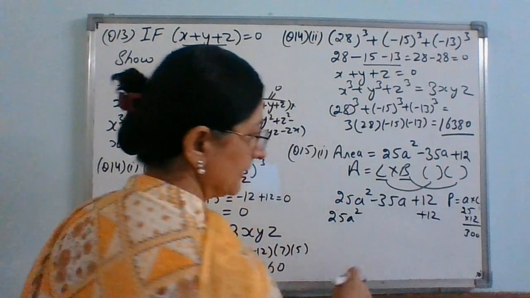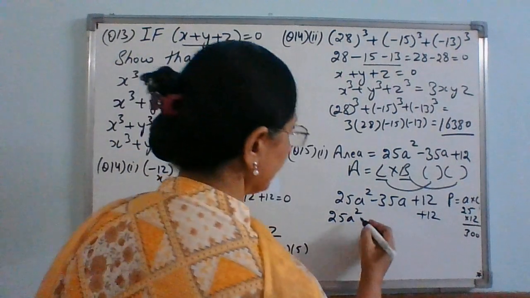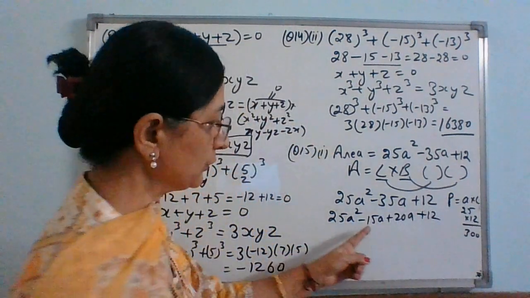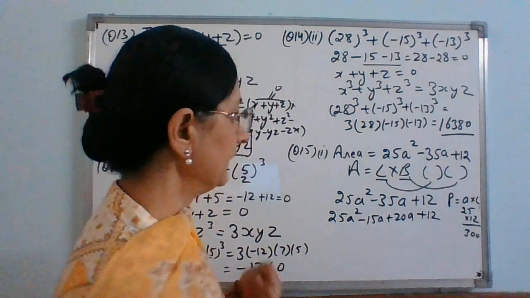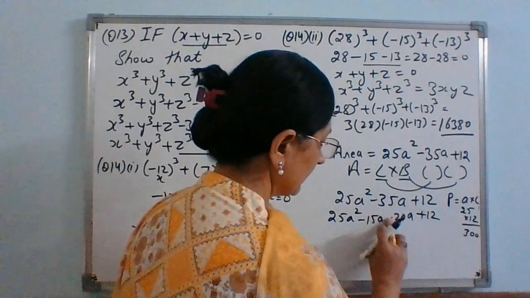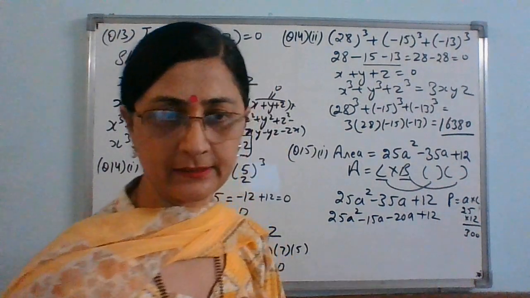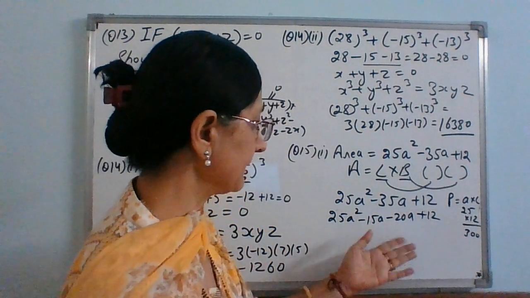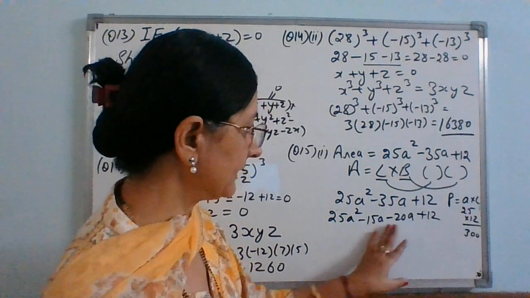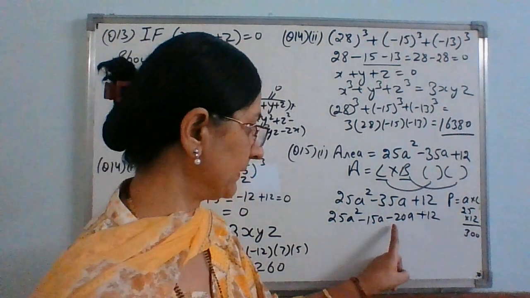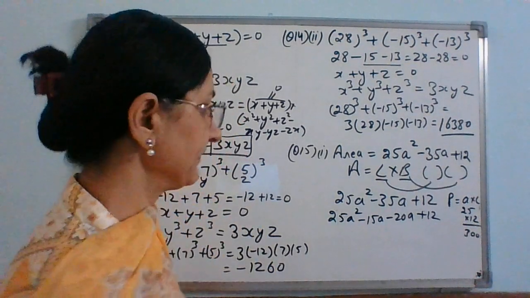We need to split this 300 into 15a and 20a. But when you multiply them, you get 300, right? So not plus, sorry, negative. When you multiply minus and minus, you get plus, because the product is plus. When you add them, you get minus 35. When both are negative, only then will you get 35. If you make one positive and one negative, then you will not get 35, right?